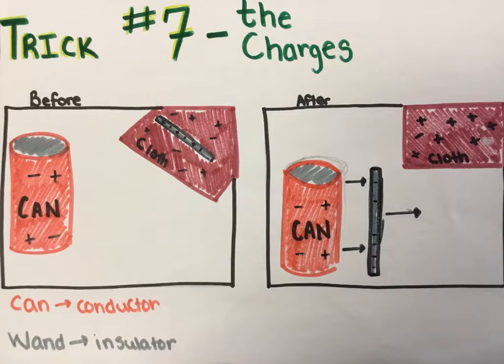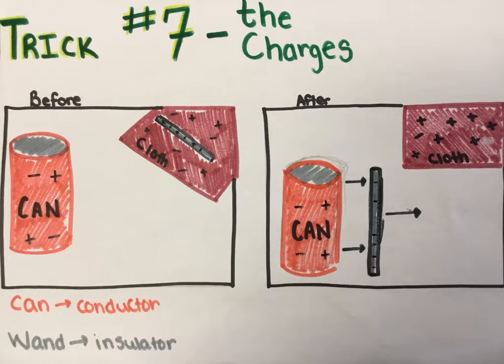Before the experiment begins, we know that the can has a neutral charge because it has the same number of protons and electrons. The cloth and the wand are neutrally charged as well. The can is a conductor because it conducts charge, and the wand is an insulator because it doesn't allow for the exchange of a charge. After the experiment, after you rub the wand, you can see that the wand now has a negative charge and the cloth has an overall positive charge.